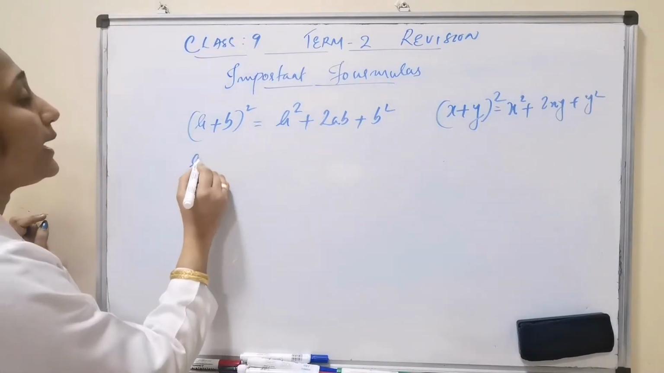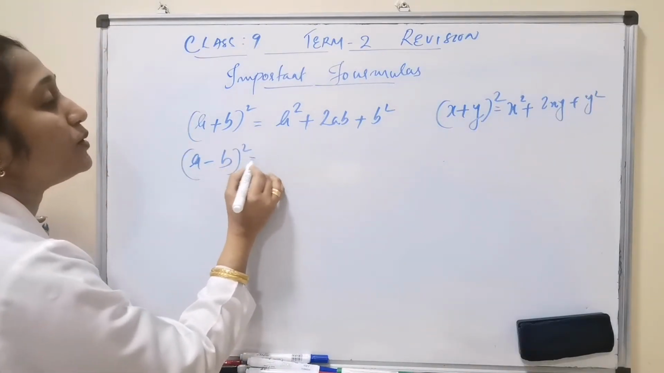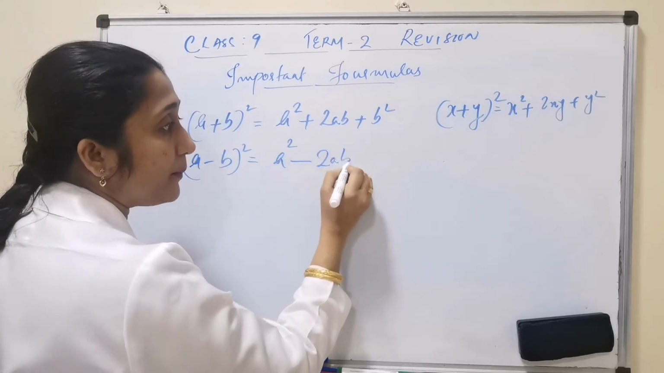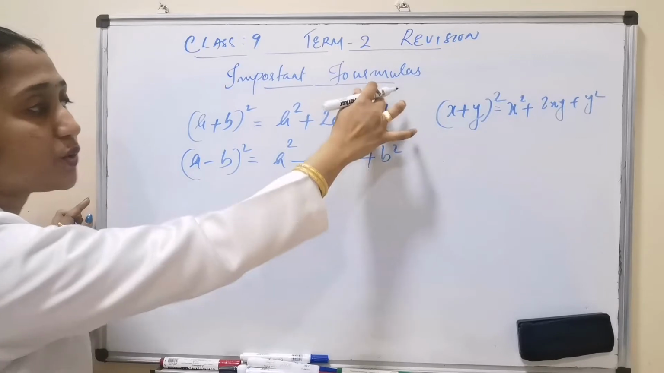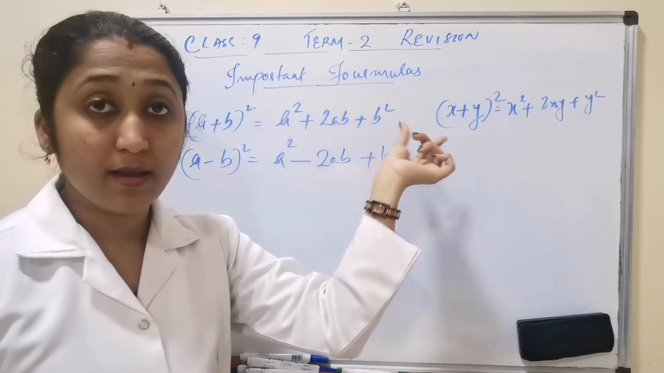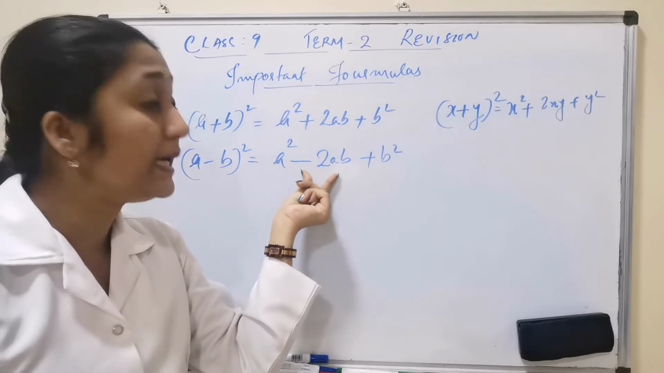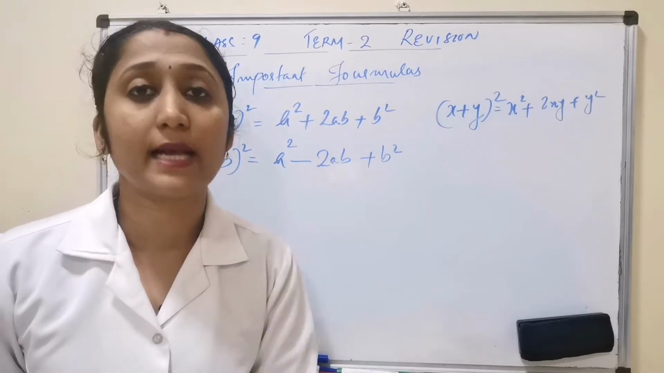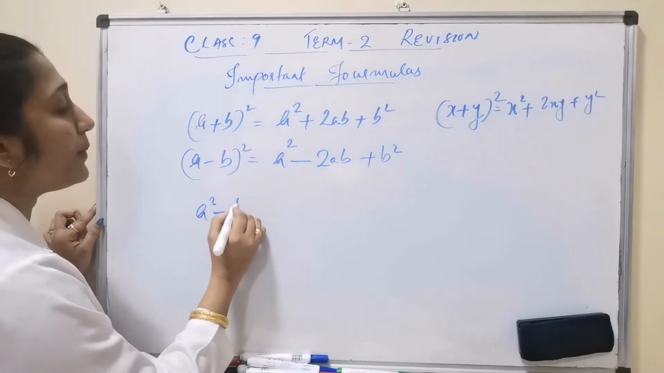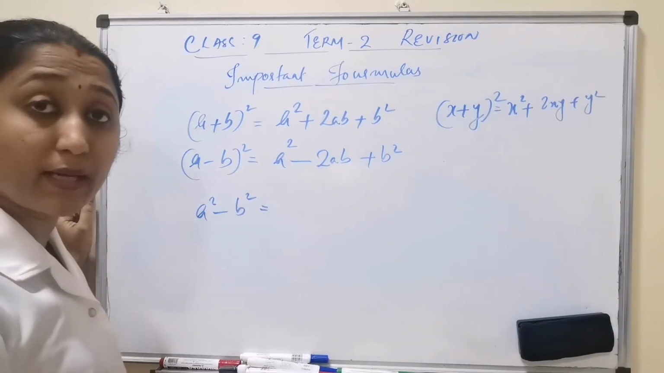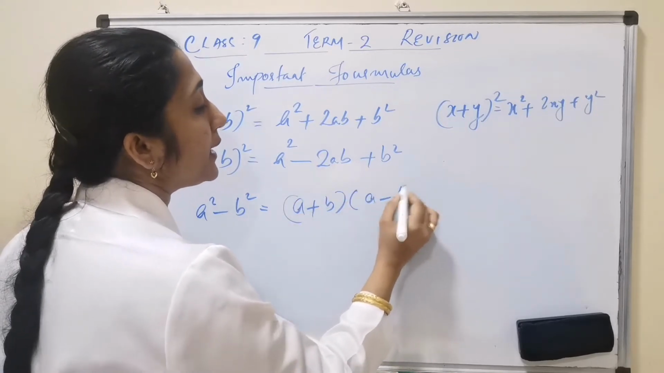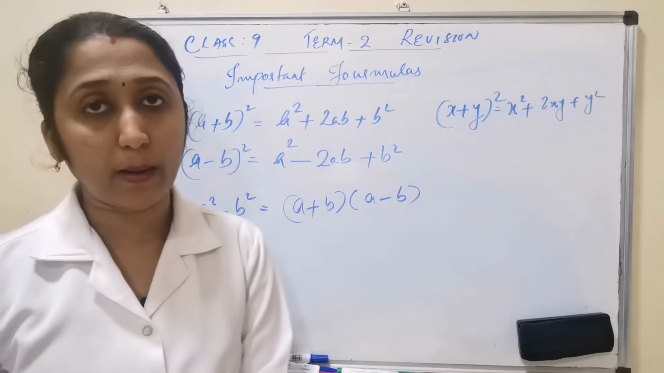Then a minus b the whole square is a square minus 2ab plus b square. Look at these two. There is only one difference. In the plus case, all terms are plus. In the minus case, only the middle term, minus 2ab, is negative. Is it clear? Then the third one is a square minus b square, which is a plus b into a minus b.